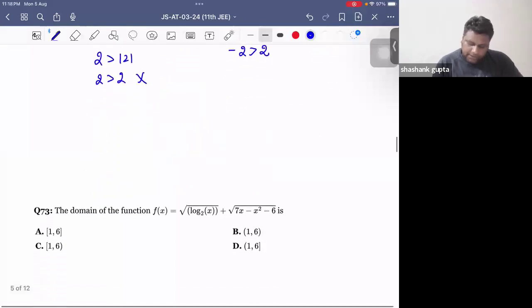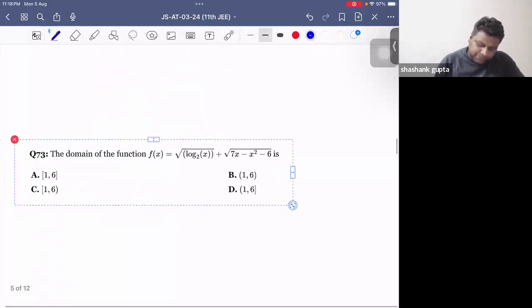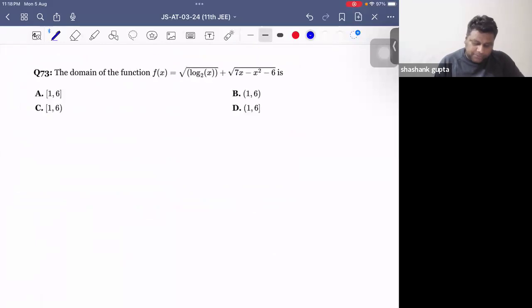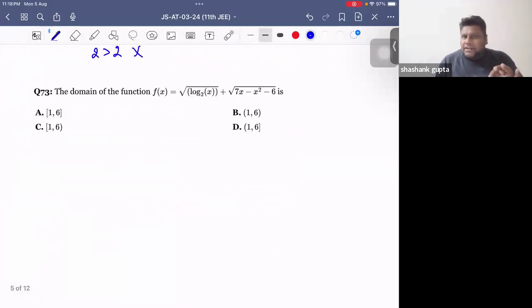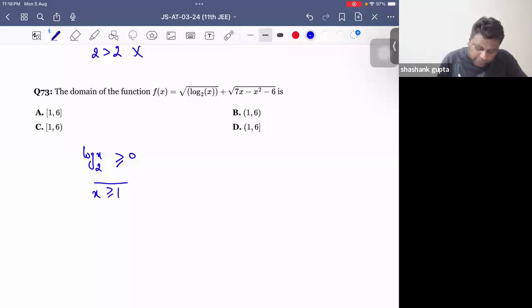All right. Now see this another question. Find the domain of this function. What did I just tell you? Whatever is there inside the root, it should be more than or equal to 0. So log x base 2 should be greater than or equal to 0. So x is more than or equal to 1. From the first case, we get this result.